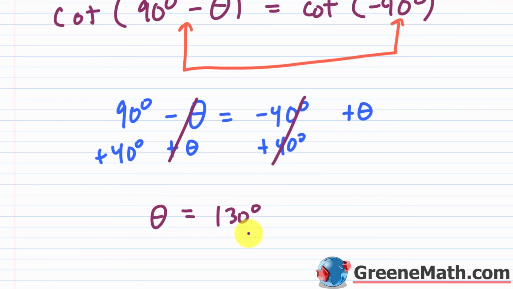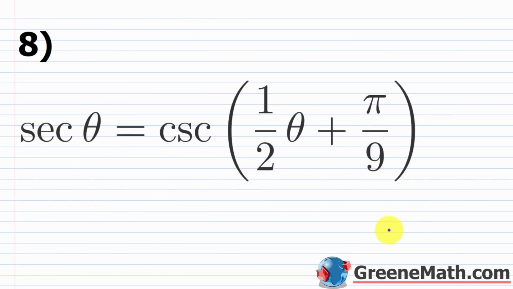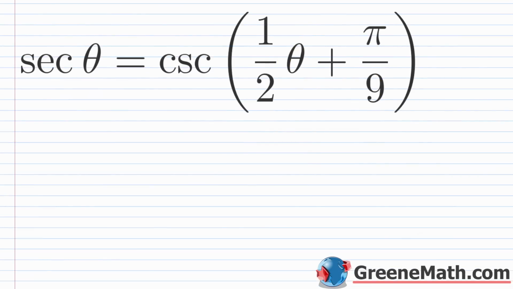Now, when we get to solving trigonometric equations, we'll talk about how to write the full solution, which would include all of the possible solutions. Here, this is just one of an infinite number. Okay, for problem 8, now we have the secant of theta is equal to the cosecant of 1/2 times theta plus pi over 9. So for this one, we're going to use the same strategy as the last one.